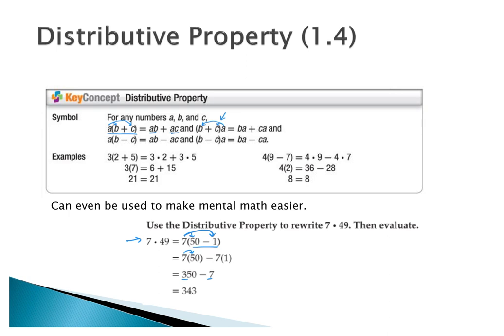So you have your 7. Now you have 350 minus 7, and this subtraction problem is a lot easier than the original multiplication problem. So you can do this with mental math and help make things better in your head, which is a good trick because you will not be allowed a calculator on the quizzes or tests moving forward.